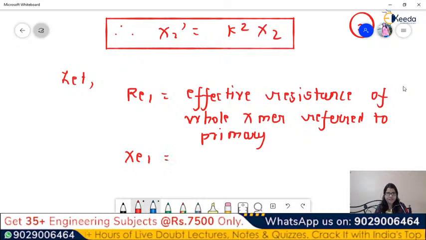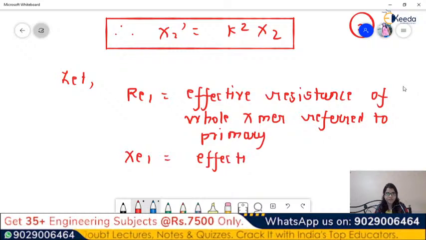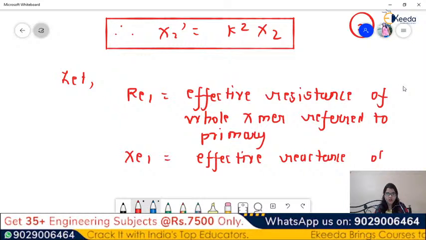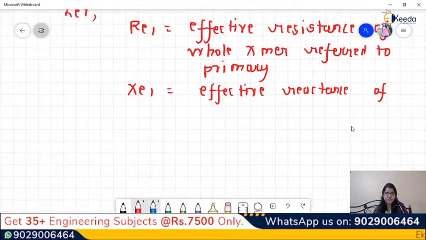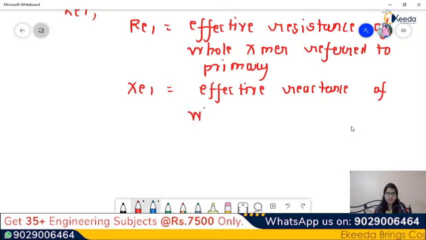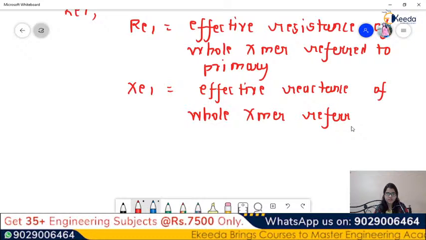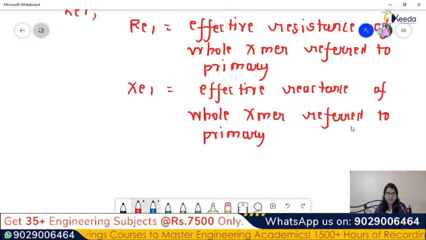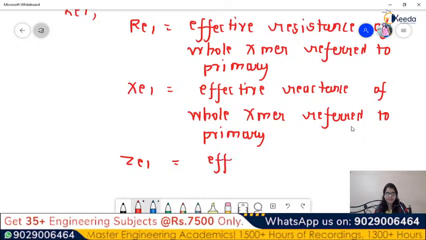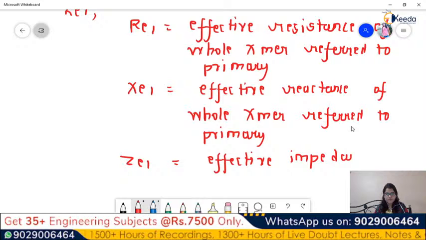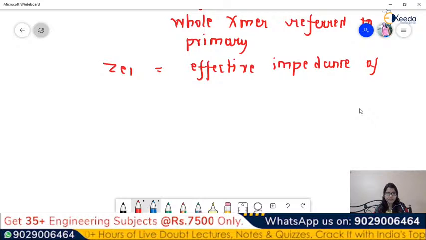Similarly, let Xe1 be the effective reactance of the whole transformer referred to primary. Okay, we are talking about primary. Similarly, let Ze1 be the value of the effective impedance of the whole transformer referred to primary.